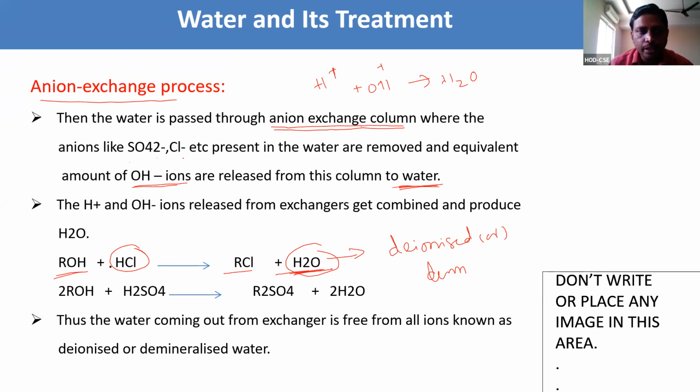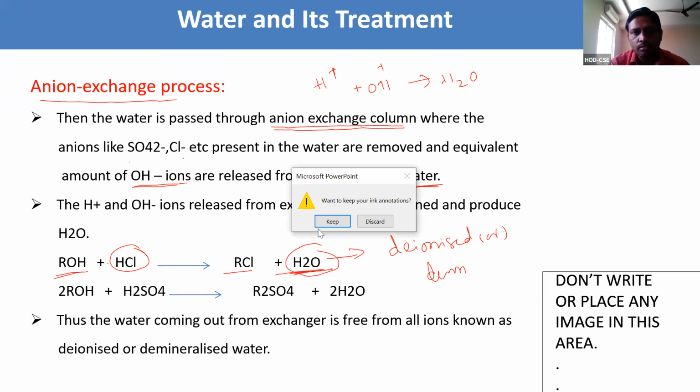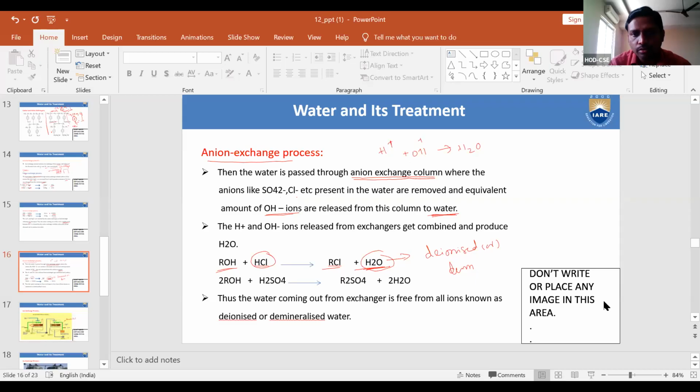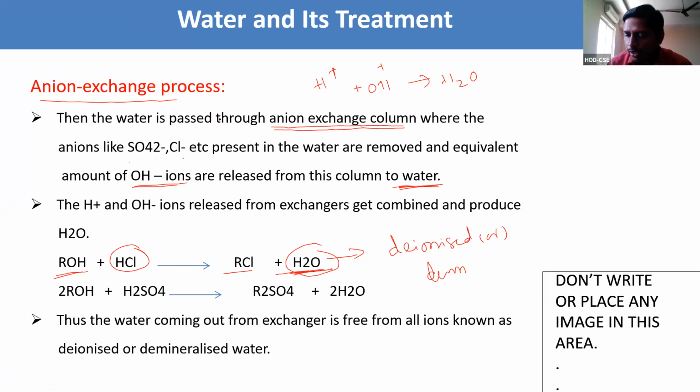ROH, the anion exchange resin, combines with the HCl, the byproduct we got from the first column, to form RCl plus H2O. The water that comes out here is pure water. It does not contain any ions. It is free from all minerals, so it is nothing but demineralized water or deionized water.